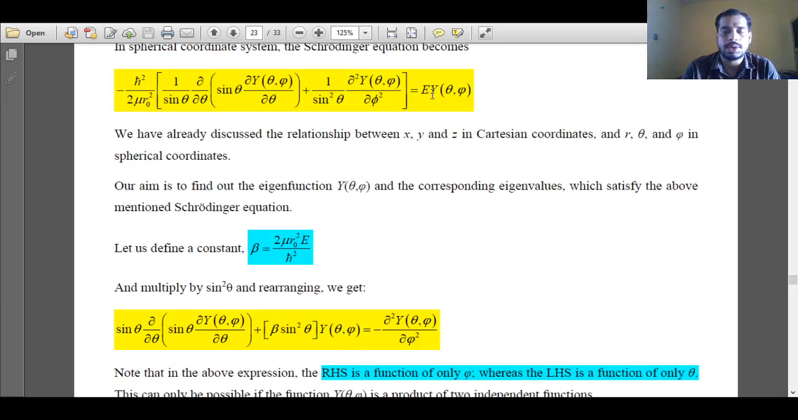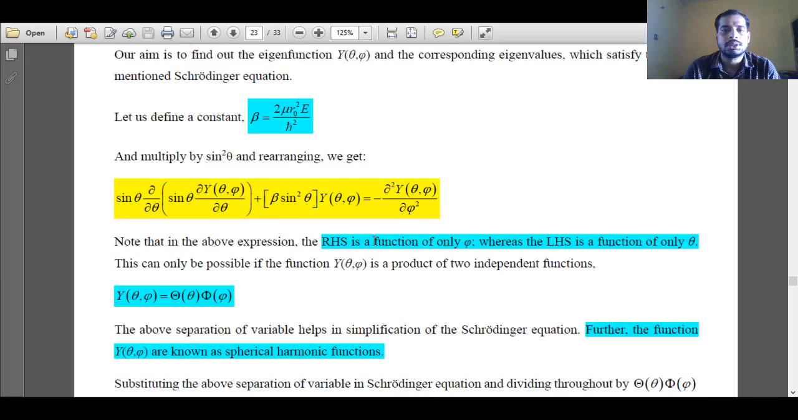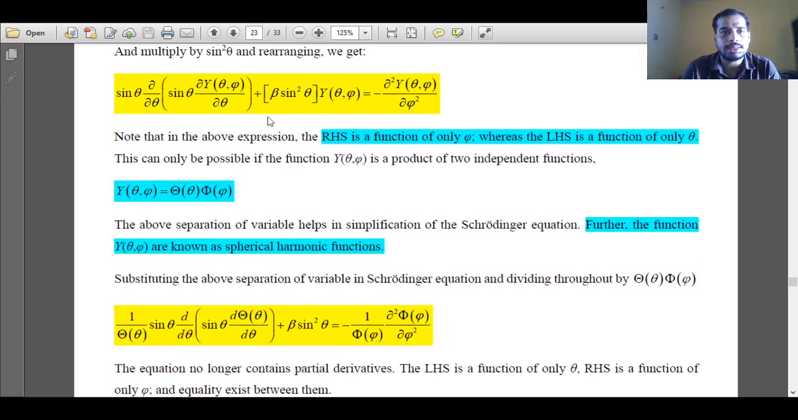Now what is there in the right hand side? The second term has been taken to the right hand side, so 1 over sine square theta, and with sine square theta multiplied, I am left with only dou square Y over dou phi square. So this is the rearranged equation. Now when we look at this equation, we can find out that the left hand side is a function of only theta, whereas the right hand side is only a function of what? Phi.